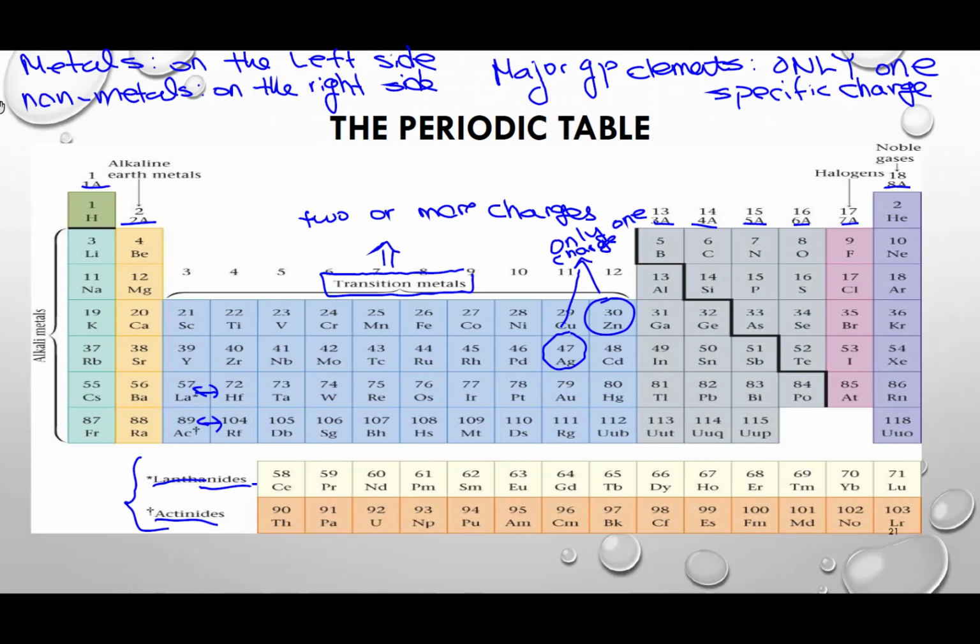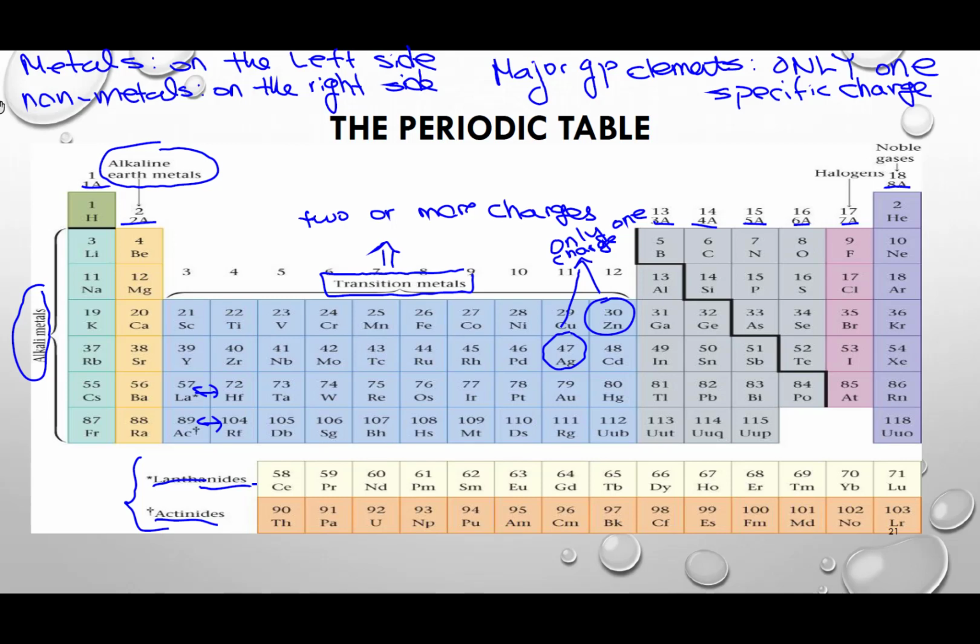This is group 1, okay? 1A is group 1, 2A is group 2. And these are our metals. Group 1 metals are called alkali metals. Group 2 metals are called alkaline earth metals. That's the difference between group 1 and group 2.